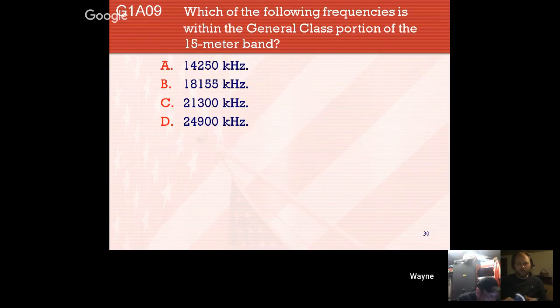Which of the following frequencies is within the general class portion of the 15-meter band? As you pursue this, excuse the noise there. I'm trying to adjust the microphone. You just kind of know visually and in your mind, you have a little mental acuity, and you can kind of memorize this by rote. The 15-meter band being 21 megahertz, so 21,300 is, or C is the correct answer here.